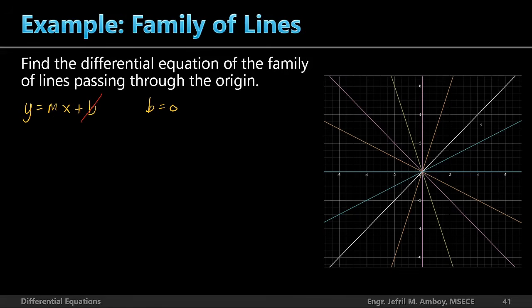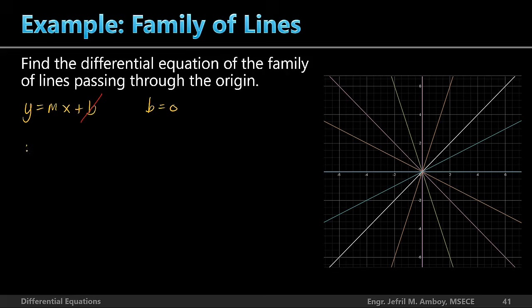Now, if we look at this family of lines, we know that this slope may vary because for every line here, we have a different slope. For example, the slope of this green line is different from the slope of the white line, and the slope of this orange line is different from the slope of these other two. So all the lines in this family of curves have a unique slope. That is why m is an arbitrary constant here. This is our parameter. And since we only have one parameter, how many derivatives are we going to take? We need to differentiate this only once to eliminate the arbitrary constant m.